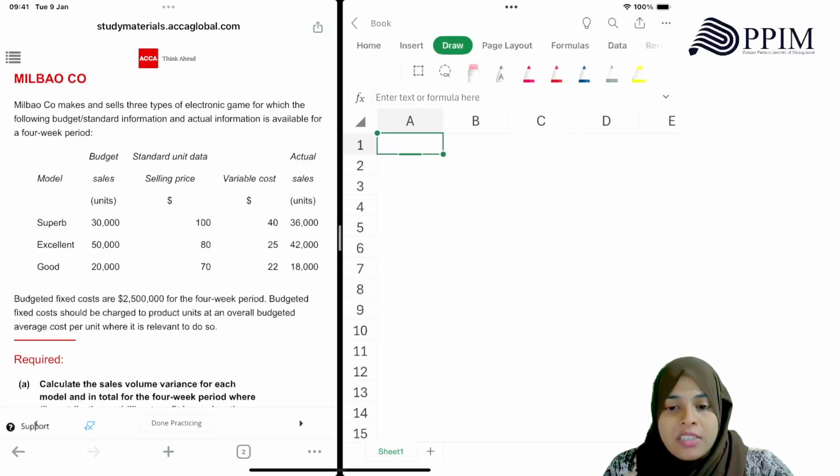Milbao Co. makes and sells 3 types of electronic games for which the following budget, standard information and actual information is available for a 4-week period.